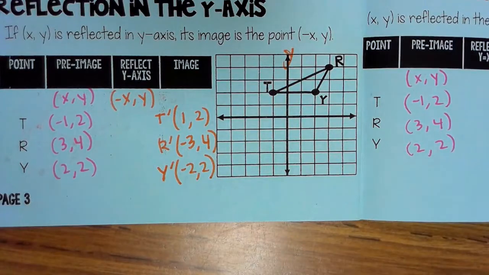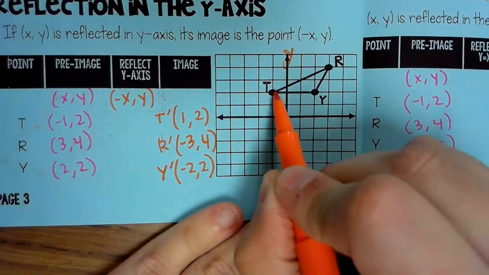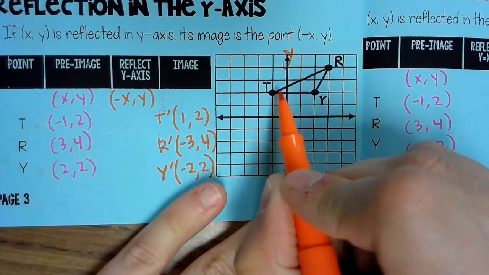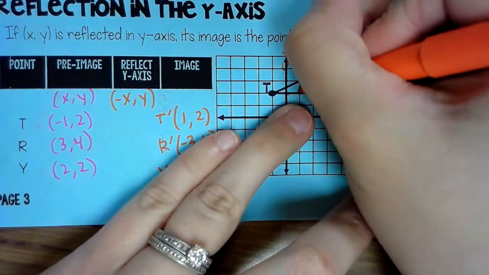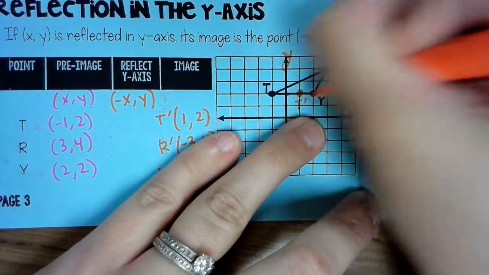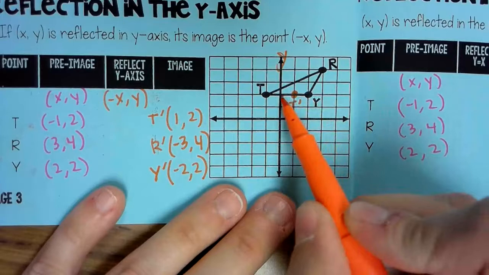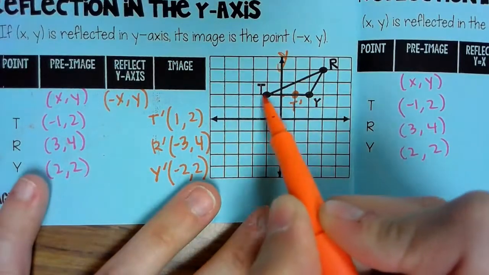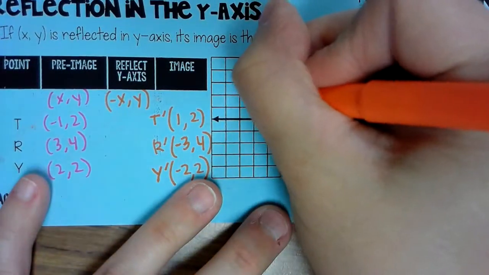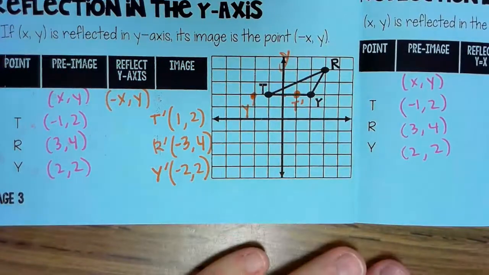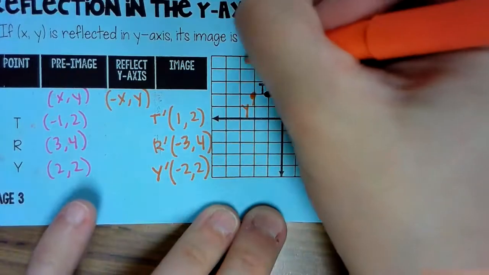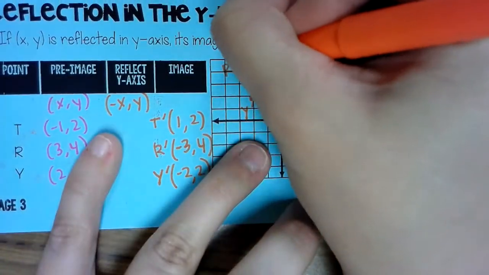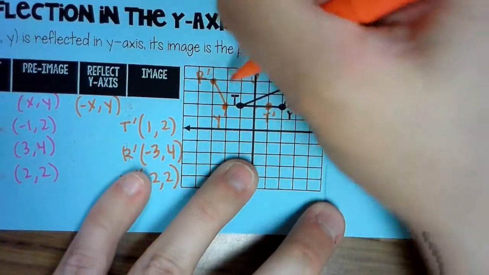Again, you can count it on your graph if you would prefer. So let's look at T. This time we're reflecting over the y-axis. So T is 1 unit away from the y-axis. I can go 1 unit away on this side. There's T prime. Y is 2 units away. I can go 2 units away on this side. There's Y prime. R is 3 units away. I'm going to go 3 units away on the other side. There's R prime. I can connect them.